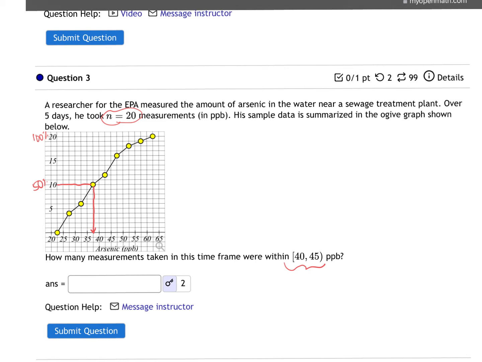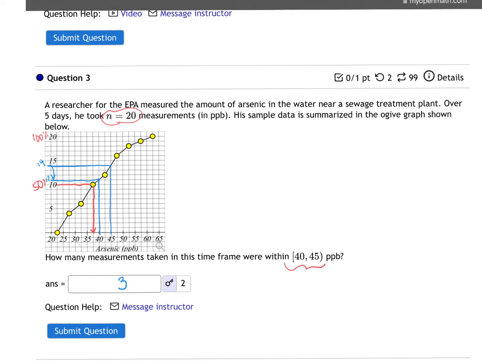This is asking me for how many measurements were taken between 40 and 55. So if I were to look at that, I would go to 40, and I jog over here. It looks to me like that's 11. And I go to 45, and I would jog over here, and it looks to me like that's 14, and 11 from 14 is 3. So I would think that the correct answer is 3.